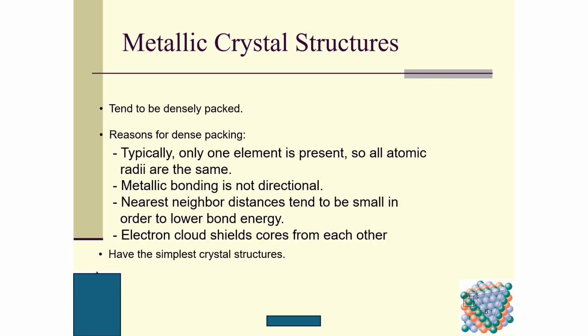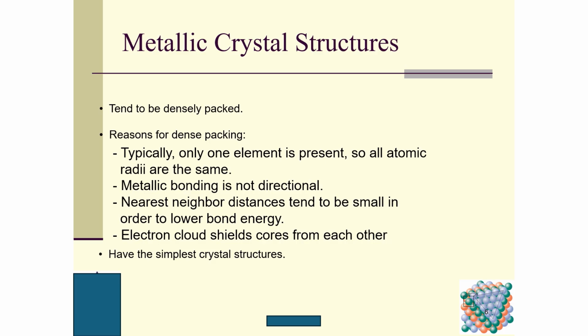Metallic crystal structure tends to be densely packed. The reasons for dense packing in metals, which we are very familiar with, include that typically only one atom is present, so all atomic radii are the same. I'm not talking about metal alloys, I'm talking about pure metals.